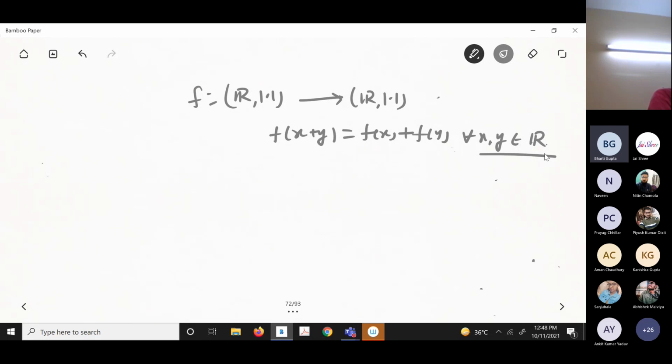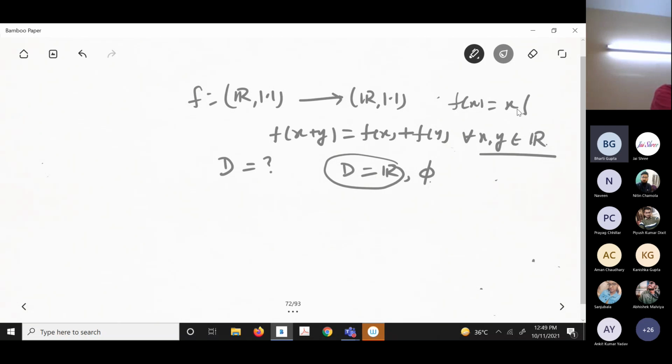You have got a lot of information, but not complete information. It is additive, and what will be D? Well, you have already got D will be either R or phi. If D equals R, then it's fine. That means everywhere it is continuous. And if everywhere it is continuous, then you got that f(x) has to be equal to x f(1).